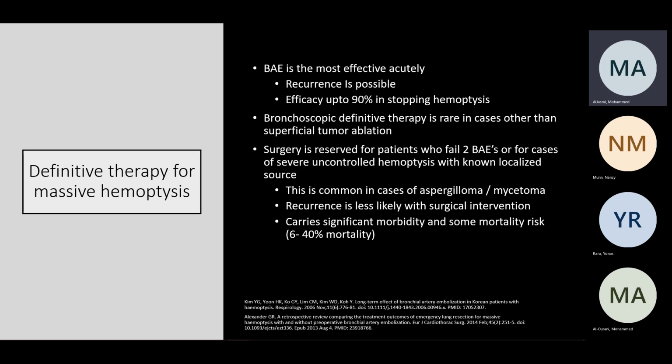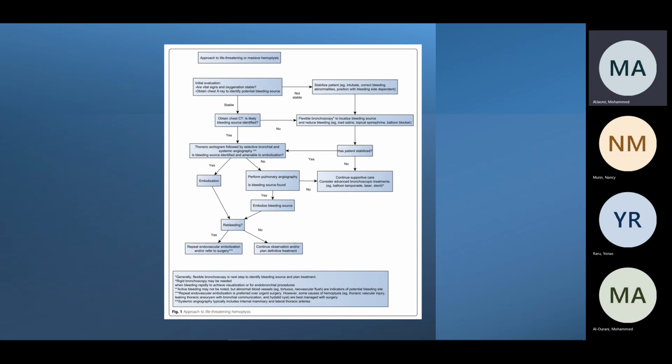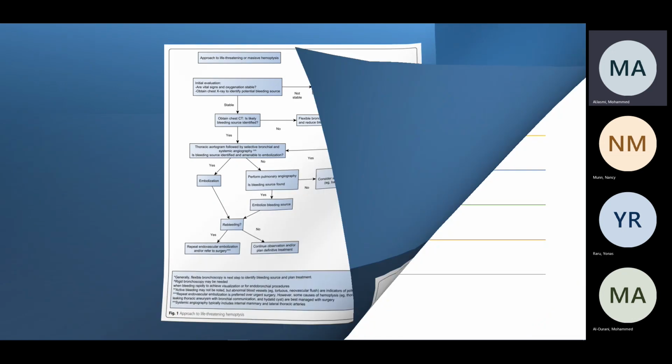The fact that they failed once is not bad. That doesn't mean that they're bad people. It's very difficult. This is an algorithm. I like it. It's actually published. I don't have the citation for this in there. It's actually a very nice review article. I'll send it to you. But this is almost the same as what we discussed about how we manage massive and life-threatening hemoptysis. The algorithm is very nice. I will keep it here for you. I'll send you the lecture anyways.